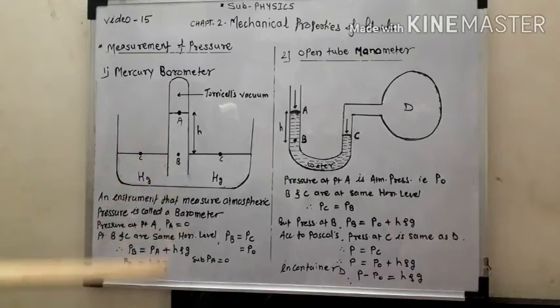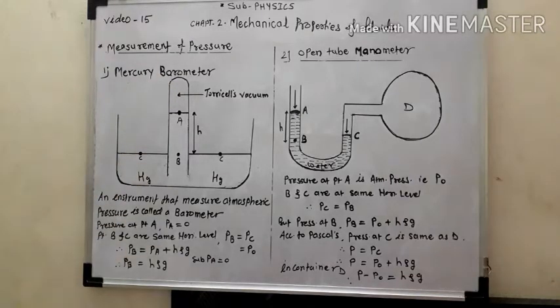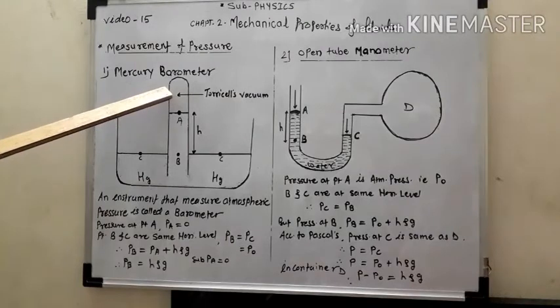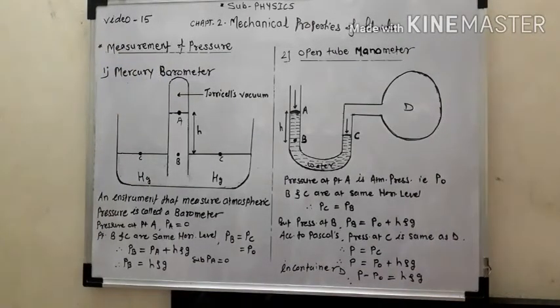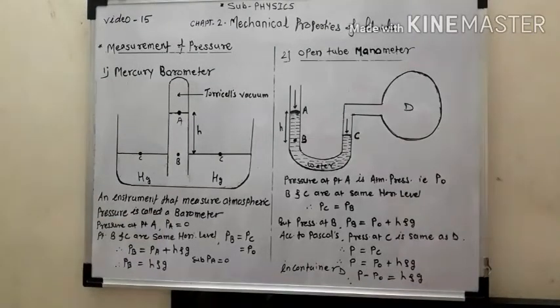This tube is inverted into this dish, and a gap is created between the surface of the mercury in the glass tube and the closed end of the glass tube. The gap does not contain any air. It is called a Torricelli's vacuum. This vacuum portion is nothing but the Torricelli's vacuum. It does contain some mercury vapors in that portion.